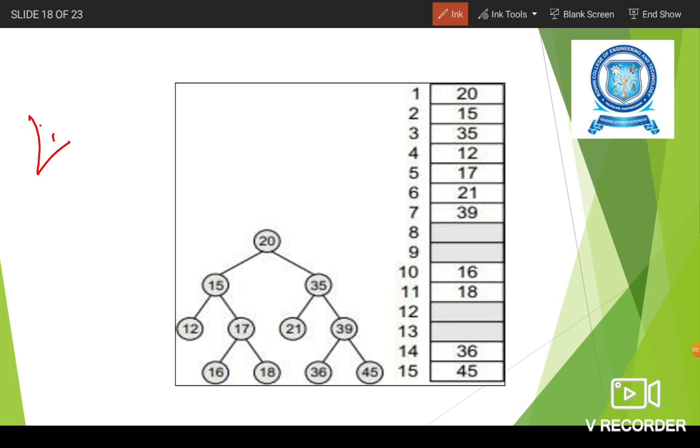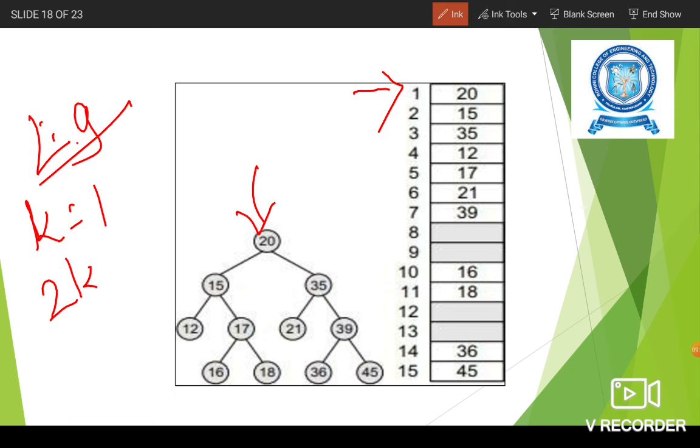So we move with one example. 20 is the root node, so it always resides in the location 1. Since 20 is in location 1, its left child should be in the location 2 and its right child should be in the location 3. So 15 is in the location 2, 35 is in the location 3.